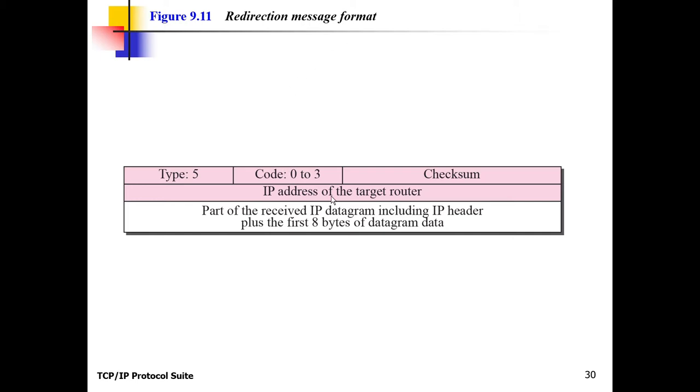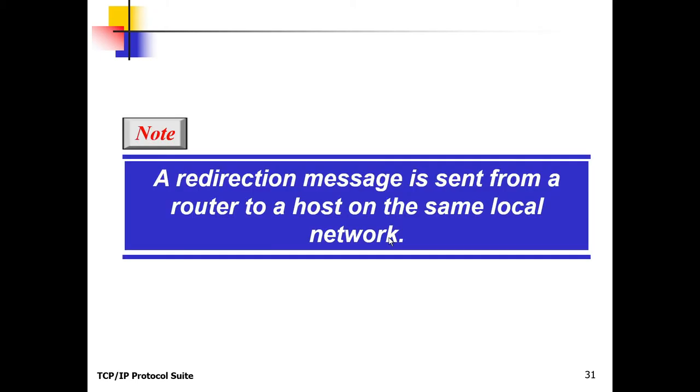All right, and there's the code 0 to 3. So code 0, redirection for a network specific route. Code 1 is for redirection to a host specific route. And code 2, redirection for a network specific route based on the specific type. So there are different types. So a redirection message is sent from a router to a host on the same local network.